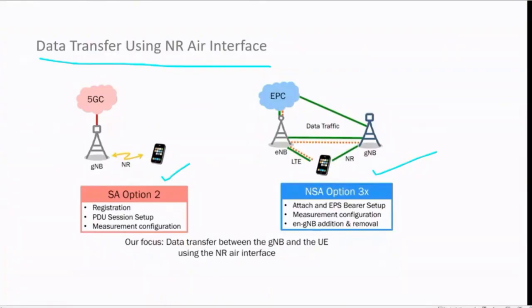Then we have the NSA option, which is option 3x. In NSA 3x, a G-NodeB is also referred to as EN-G-NodeB. Why EN-G-NodeB? This G-NodeB has to understand the 4G protocols. That's why it is called EN-G-NodeB. Very nice. So this is option 3x.